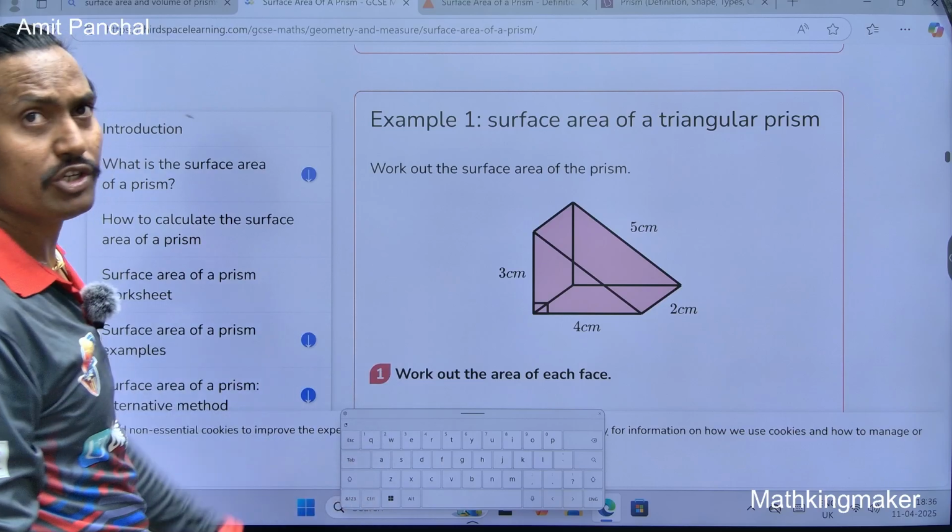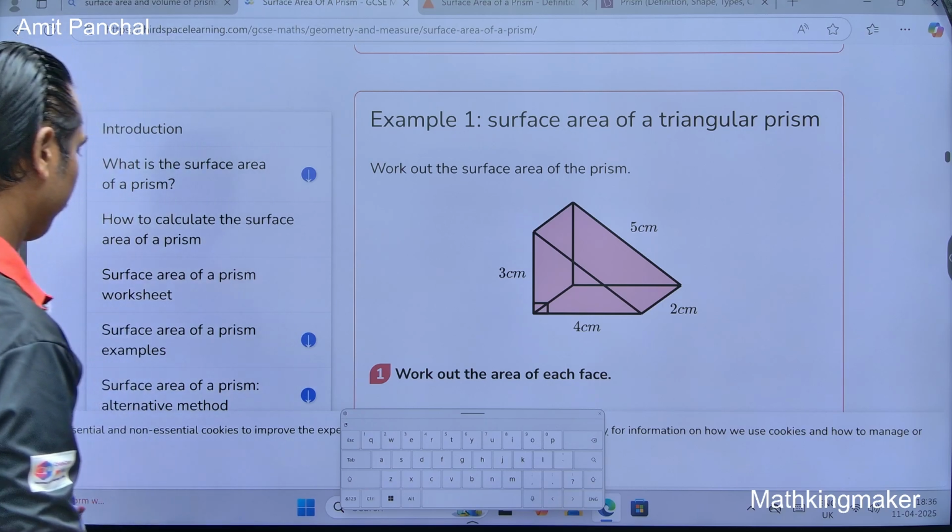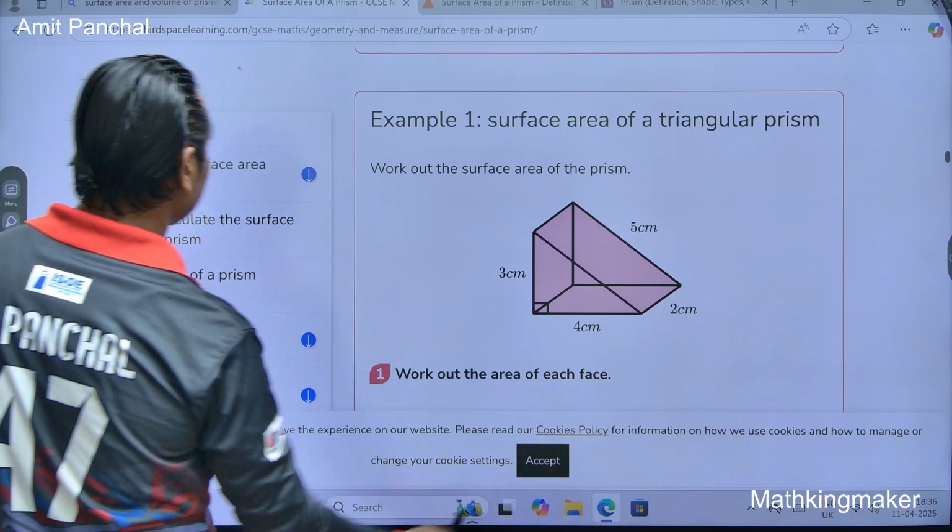Okay, this is a question. Surface area of a triangular prism. So, okay, sir, I'll do it. The sides are given to you. Yes, sir, one second.